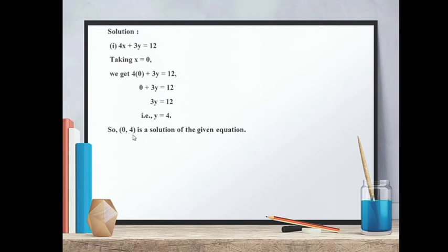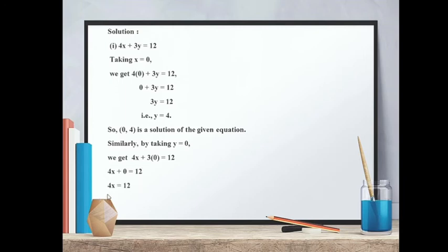Then one more solution we want. So similarly, by taking y equals 0, now again I am taking y as 0. So we get 4x plus 3 into 0 equals 12. As I have taken y as 0, in place of y I will keep 0. Now 4x plus 3 into 0 equals 12, and 3 into 0 is 0. Then we got 4x plus 0 equals 12, that is 4x equals 12.